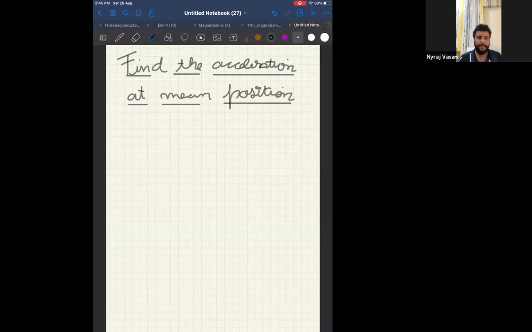I got some answers, but the problem is I have camera off of many people. So again, camera on. What is the acceleration at mean position? How do you start the answer? I know the formula for acceleration is minus omega square x. Everyone knows this formula for oscillation.